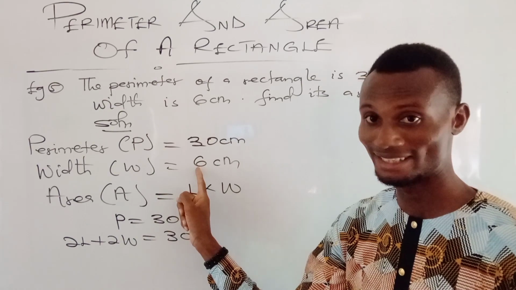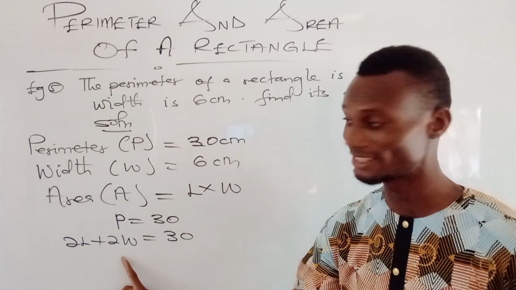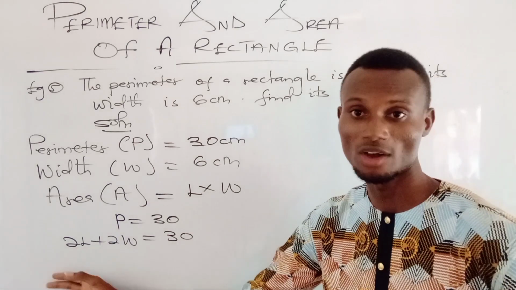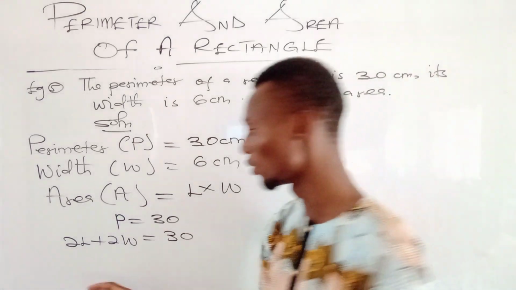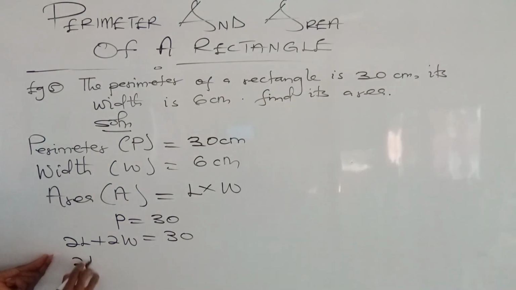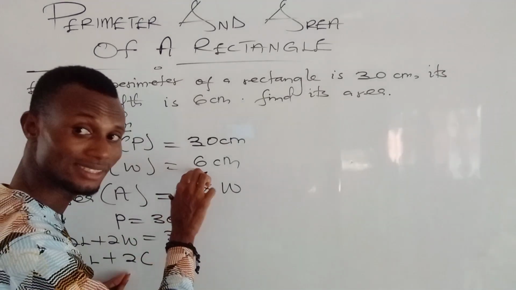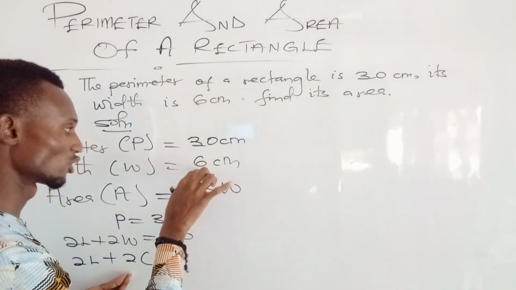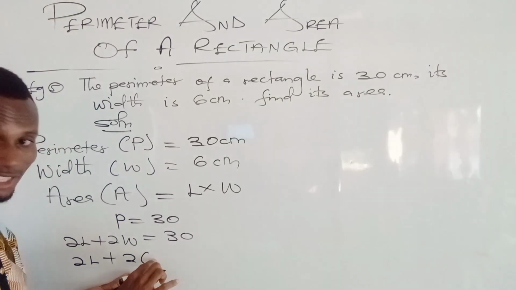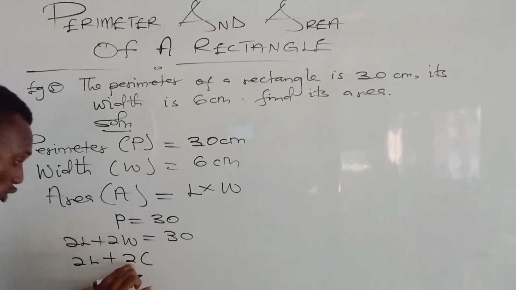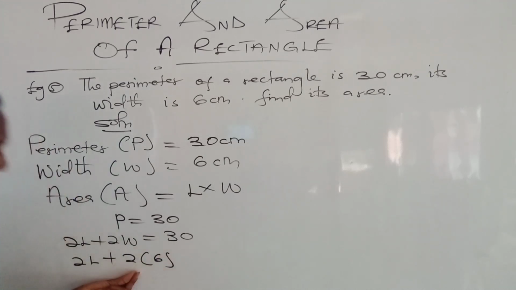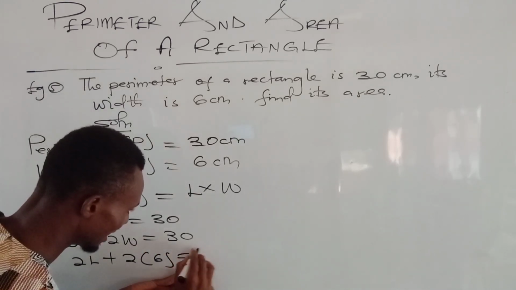Now we have the width. The width is given to be 6 centimeters, so we'll put the value of the width inside. The length, we don't know, so we just leave it, because that's what we are looking for. So let's repeat what is here. My 2L plus, because we don't know the length, just repeat it, 2L plus 2 in brackets for the width, which is given to be 6 centimeters, so we replace it. The 2 and the W are multiplying, so 2 in brackets 6 equals, the bracket means multiplication, 2 in brackets 6 equals 30.